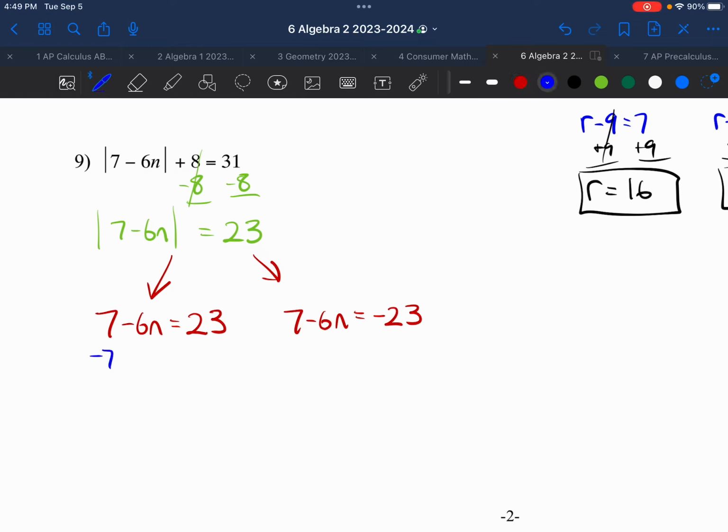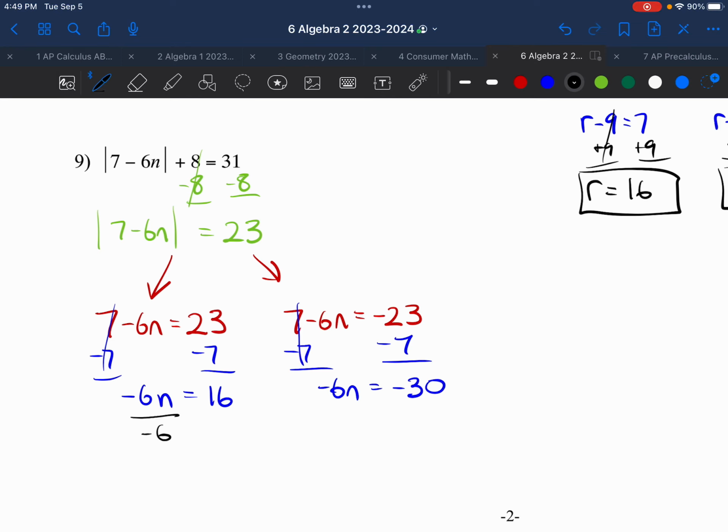Get rid of the 7 on both sides. When you do that, the 7s are gone, and you are left with a negative 6n. On the right side, in one case we have a positive 16, in the other case we have a negative 30. Then, again, same way, divide by negative 6 on both sides, and we get n equal to.